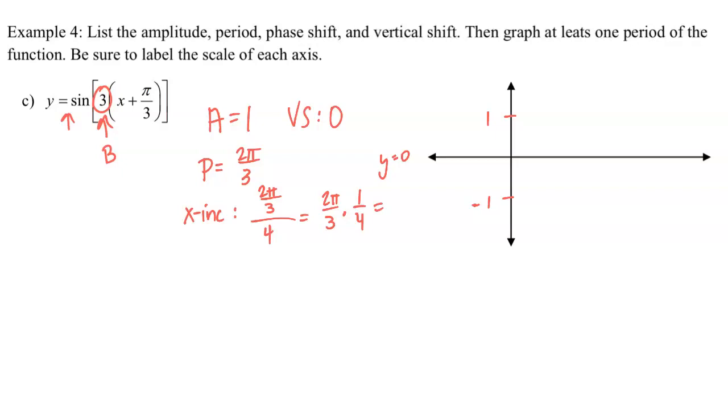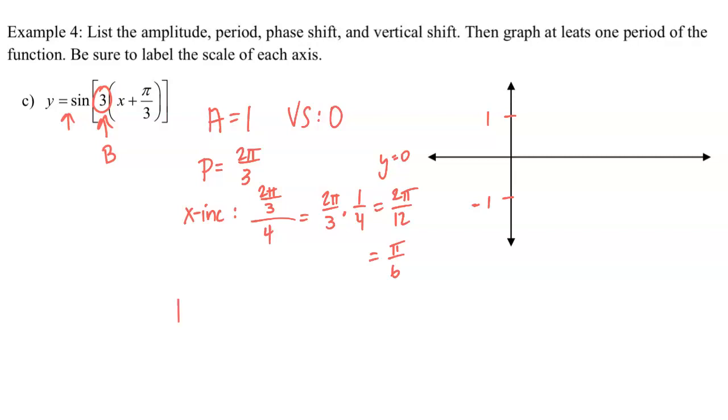Okay, well now if I can get that far, how do I multiply fractions? Well, I multiply across, and so the numerator is going to be 2 pi times 1. The denominator is going to be 3 times 4, which is 12, and then 2 divided by 12 is going to reduce to give me an x increment of pi over 6.